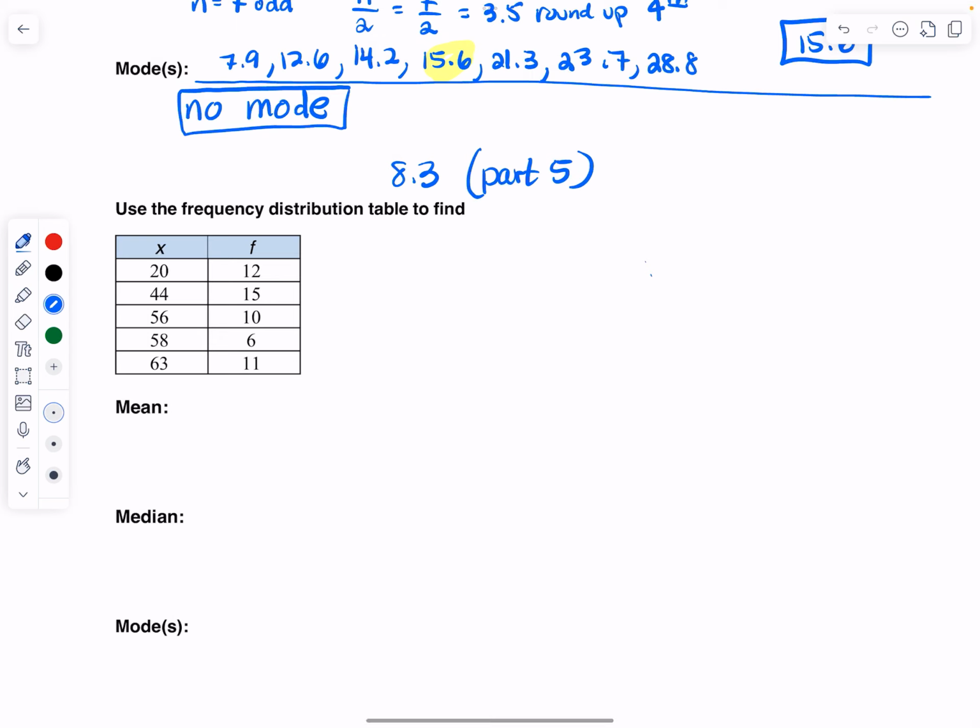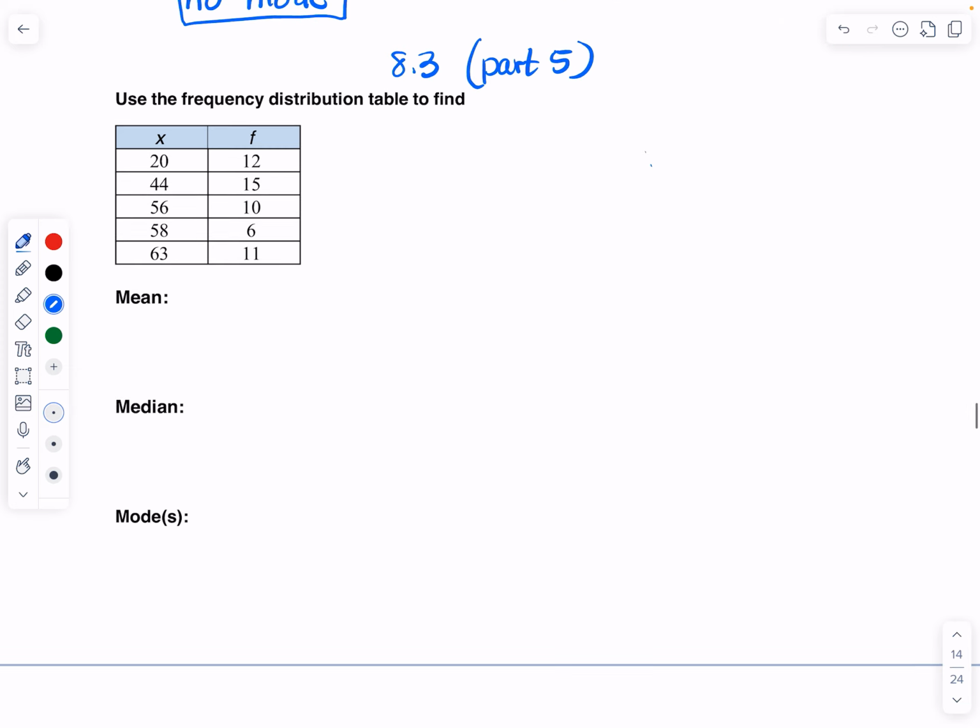This is the last problem in section 8.3. So this is 8.3, part 5. The question reads, use a frequency distribution table to find the mean, the median, and the mode. All right, so let's do the mean first.